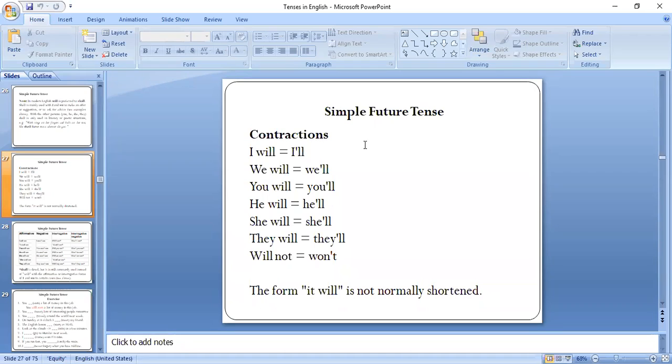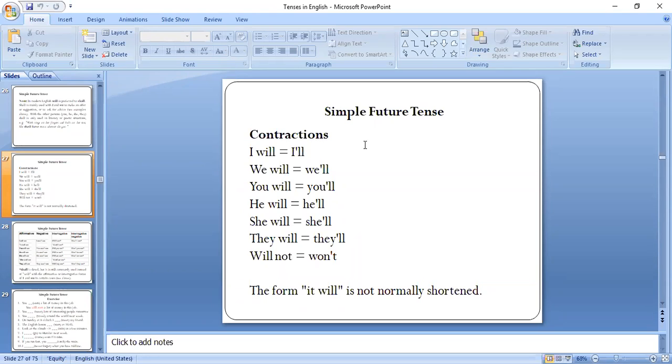Then there comes he will. So he, apostrophe, double L, he'll. So for writing purpose or for making the writing shorter, we use these contractions. Okay, so you will becomes you'll, you apostrophe double L. He will becomes he apostrophe double L, that is he'll. So this is the contractions and its chart.